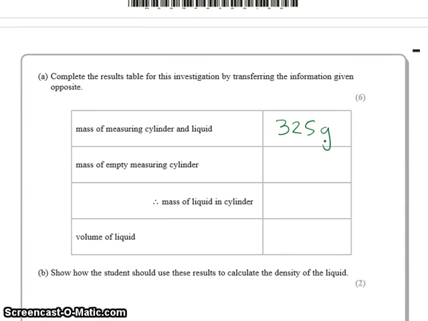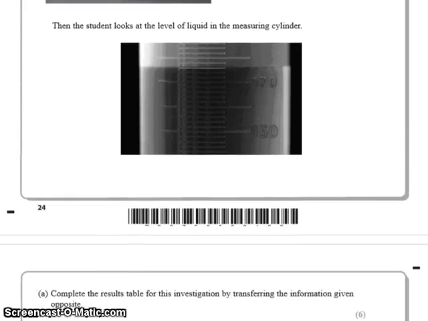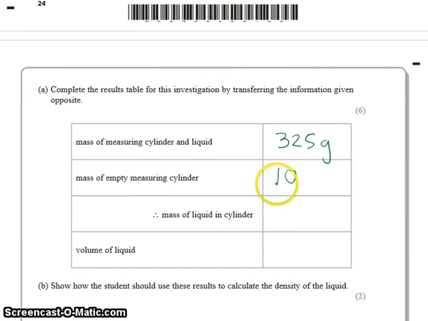It then needs the mass of the empty measuring cylinder. Again, we go back to the previous page, where the empty measuring cylinder has its mass here, and that's 106 grams. So we put that into the table. And then we've got to give the mass of the liquid in the cylinder. Well, we know that the measuring cylinder and the liquid is 325. The cylinder is 106, so if we take one away from the other, then that's going to give us the mass of just the water alone, which is 219 grams.